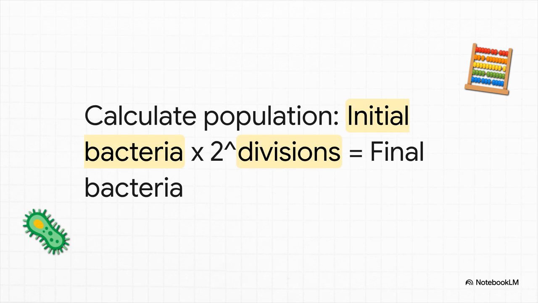If you ever want to know exactly how many bacteria you'll have after a certain amount of time, there's a straightforward formula. You just take the number of bacteria you started with and multiply it by 2 to the power of the number of divisions. It's pure exponential growth in action. And it totally explains why a tiny bacterial infection can make you feel so sick so incredibly fast.